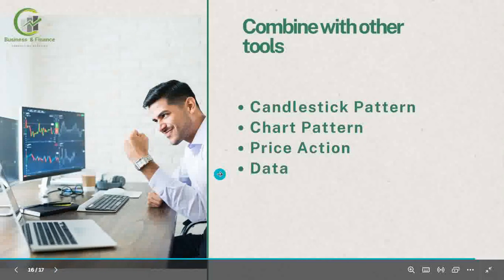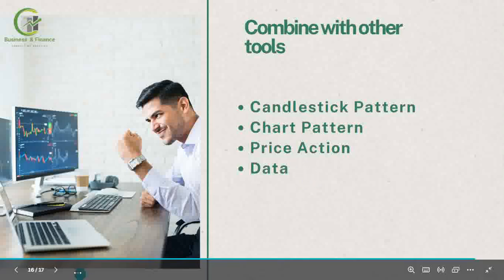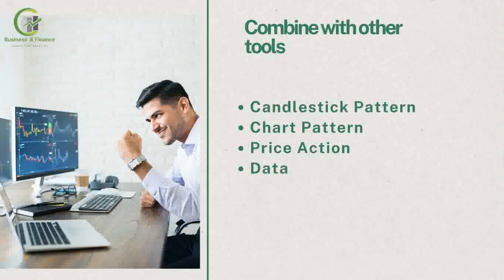Always remember that the RSI indicator is just an indicator, but we have to combine it with other tools like candlestick pattern, chart pattern, price action, and data in order to get almost 70 to 80% confirmation of the trade. Otherwise, the indicator might lead to false signals. So to avoid that, we have to first of all check the candlestick pattern. If you have not seen my video, please do watch that. We have discussed the 5 reversal candlestick patterns for the bearish and bullish market.